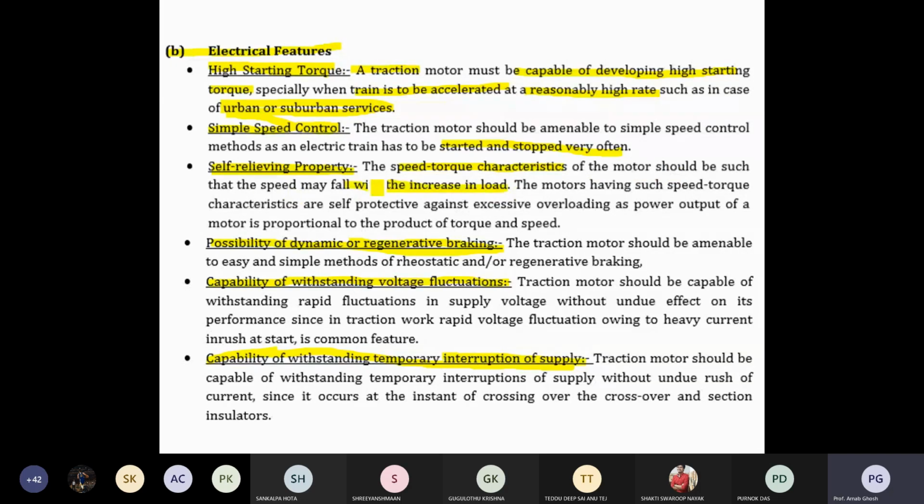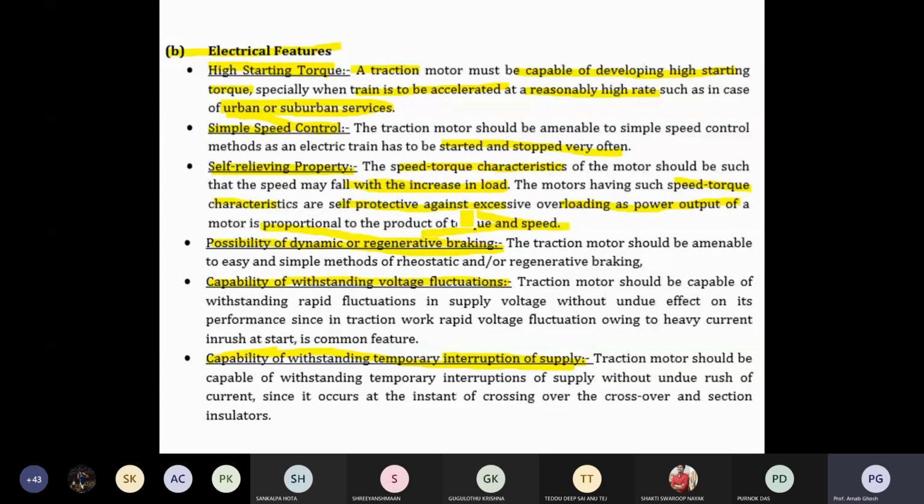Okay, a motor having such speed-torque characteristics is self-protective against excessive overloading, since the power output of a motor is proportional to the product of the torque and the speed. So it totally depends upon your power. Power is also the multiplication of the torque and the speed.